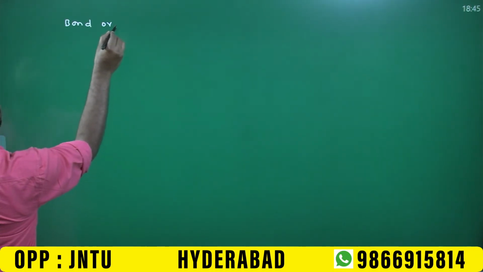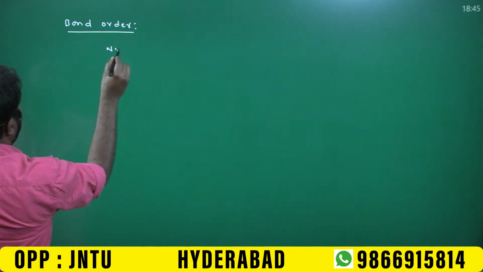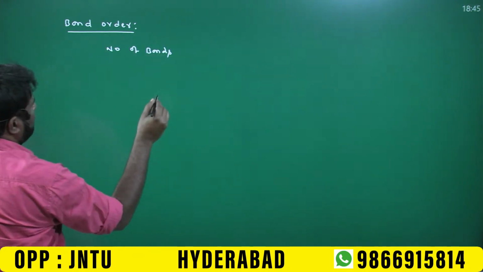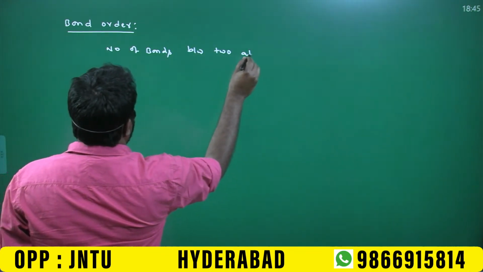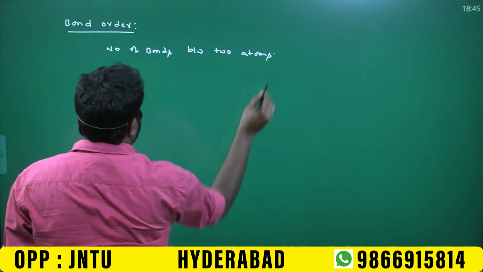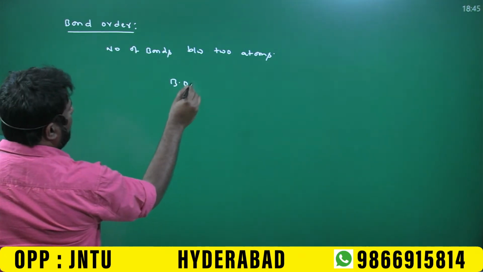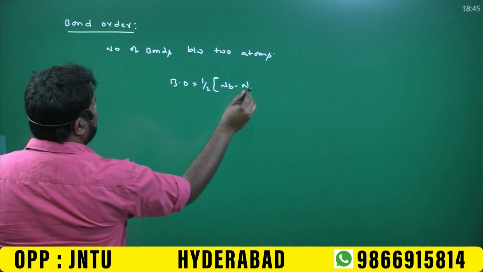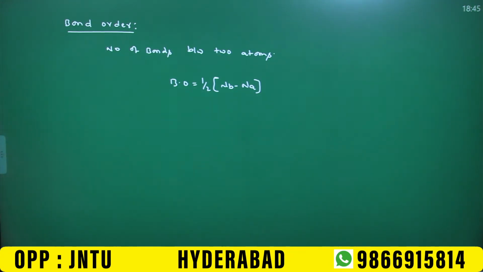So what is bond order? Bond order ante entama? Number of bonds present between two atoms. Number of bonds between two atoms is called bond order. Right? How do we find bond order? The simple formula you can use: bond order equals 1/2 (number of bonding electrons minus number of anti-bonding electrons).